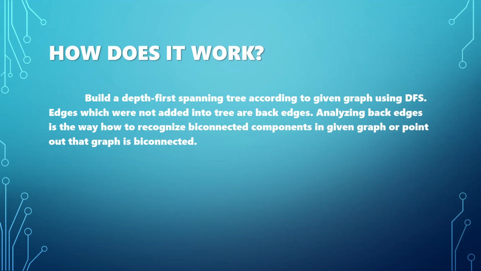And how can we find these Biconnected components or determine that the graph is already Biconnected? So we use the algorithm. And here is a quite short description of how this algorithm works. We build a depth-first spanning tree according to the given graph using DFS. Edges which weren't added into the tree are back edges. And analyzing back edges is the way to recognize Biconnected components in the given graph, or point out the graph is Biconnected.